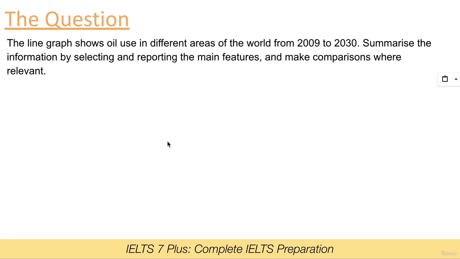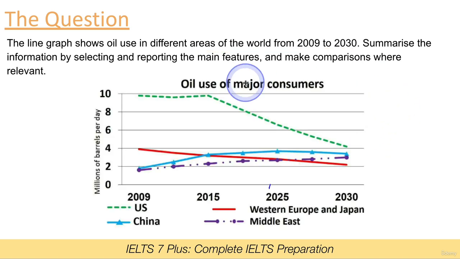So that's how we answer the question. We'll look at the structure in a minute. Now let's just double check what we're going to be looking at. So this is about oil use in different areas of the world between these years. Okay, let's bring in the data. Here we go. Right. Oh, lots to look at. Very colourful. Okay, so oil use of major consumers. Now, the major consumers are these countries here, which each have their own line. So the US in green, China in light blue, Western Europe and Japan in red, and Middle East in purple.